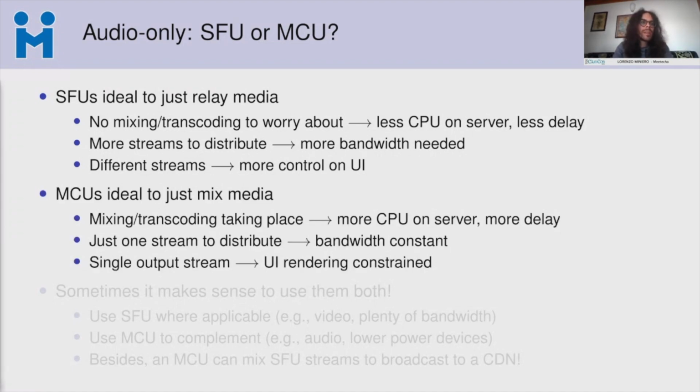On the other hand, MCUs are quite helpful whenever mixing media makes sense. And so it does mean some more CPU on the server side because you need to decode, mix, and transcode for each participant, and a bit of an additional delay because you do need to take some time in order to perform that. But on the flip side, you also can keep the bandwidth usage much more constant and consistent, which can be a great help in some use cases or for some specific devices.